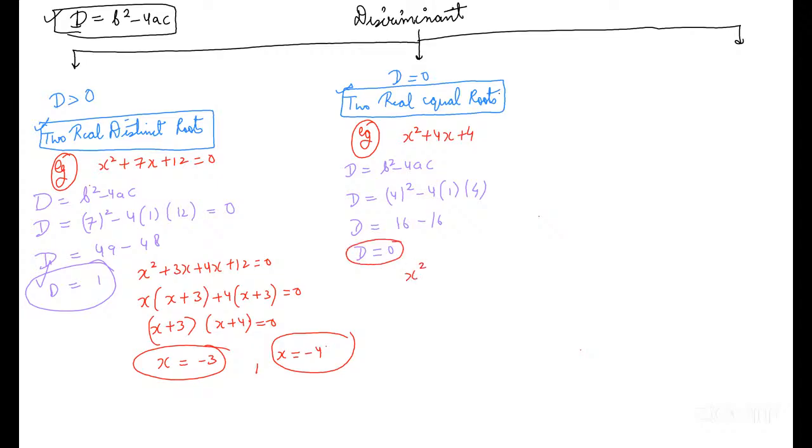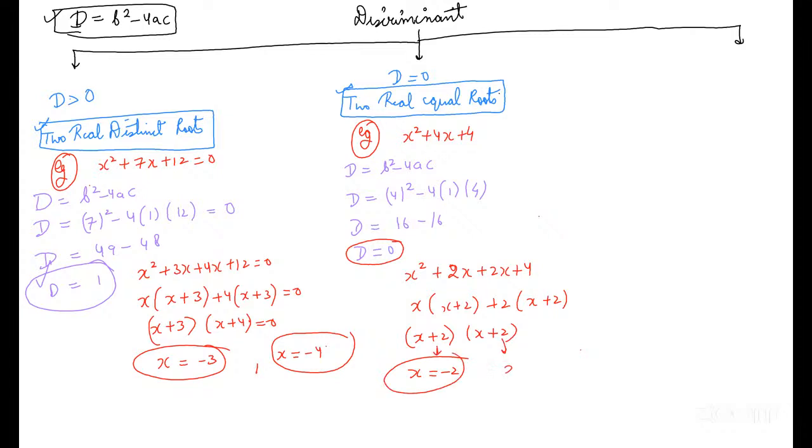Okay, so here I'm getting D as 0. So let's check. x square plus 2x plus 2x plus 4, so x into x plus 2 plus 2 into x plus 2. Here I'm getting two factors, but they are both equal. From this I'm getting x equals minus 2, and from this also I'm getting x equals minus 2. So these two roots are equal. Here, in the earlier case, they were different, like minus 3 and minus 4, because D is greater than 0.